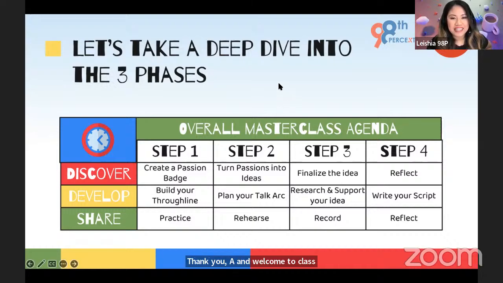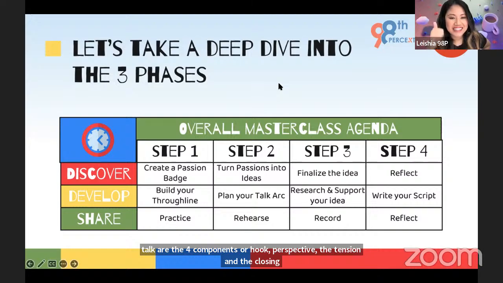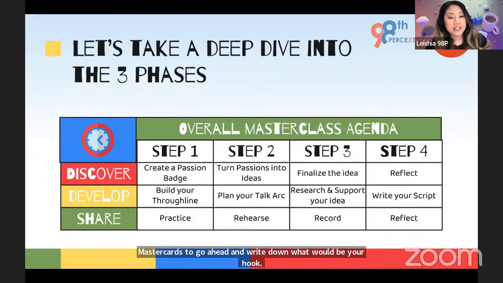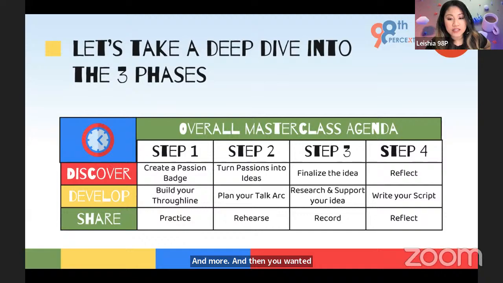Okay, I see Franklin. Franklin, what is the talk arc? The 4 components are hook, perspective, tension, and closing. Excellent, Franklin. Thank you so much. Wonderful answer. So you should have had the chance yesterday after the masterclass to write down what would be your hook and more. And then you wanted to research and find great things that you will be able to support your idea. And lastly, you wanted to write your script.